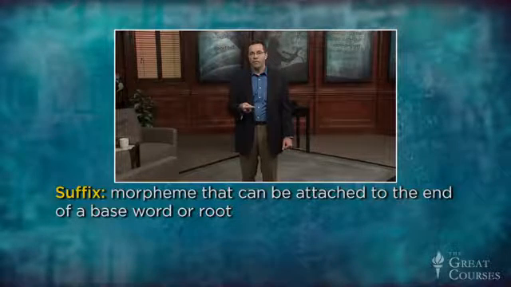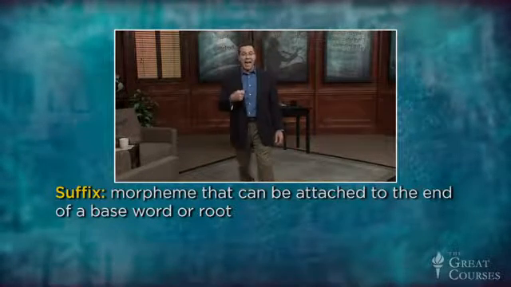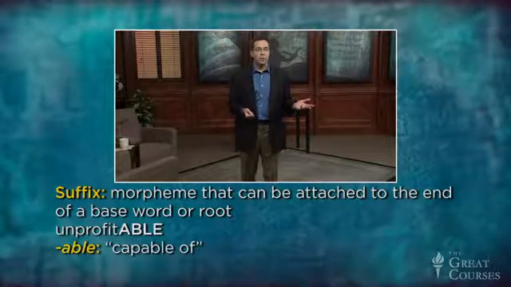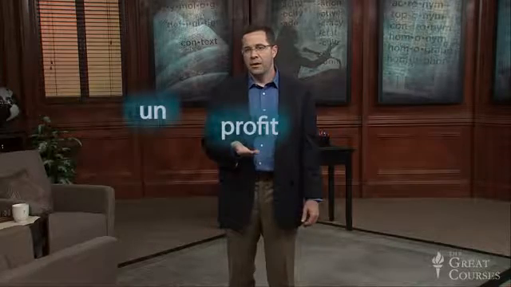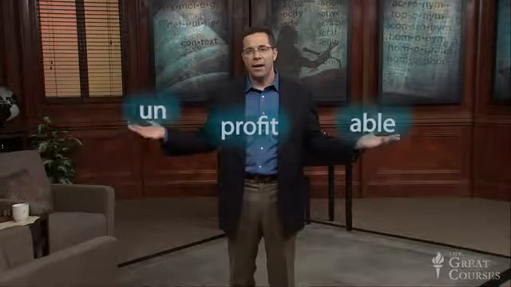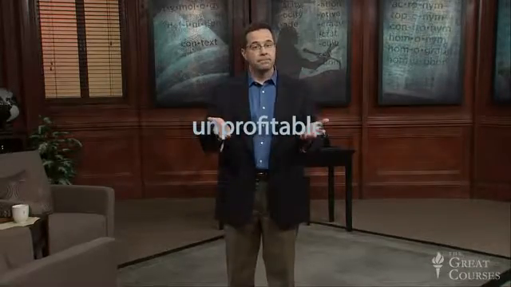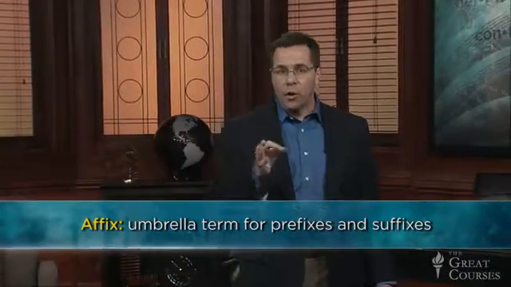A suffix is a morpheme or unit of meaning that can be attached to the end of a base word or root. The suffix in unprofitable is able, meaning capable of. So, if you put the prefix un, the base word profit, and the suffix able together, you get unprofitable, which means not capable of making a monetary gain. Now, affix is the umbrella term for prefixes and suffixes. So, when you hear me say affix in this course, you'll know I'm talking about prefixes and suffixes collectively.